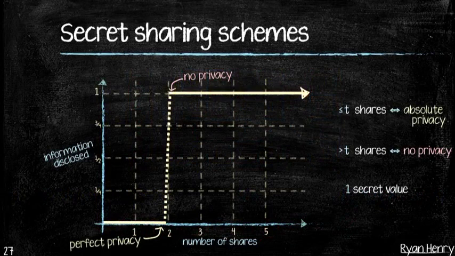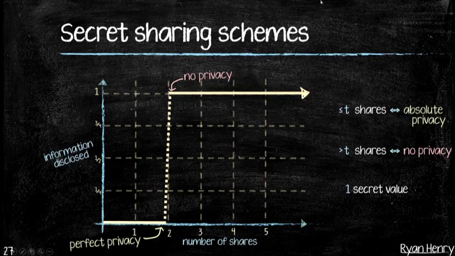The way we're going to do it is we're going to use something called a ramp scheme. So going back to basic secret sharing, we can draw a graph like this to represent how much information, not data, is revealed to the shareholders based on how many shares they have.